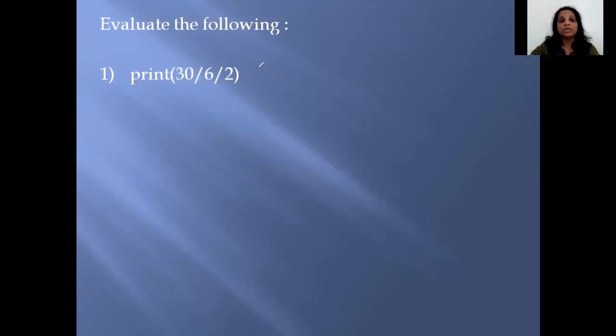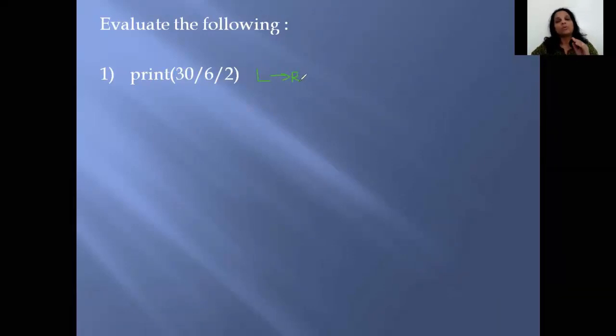Division operator uses left to right associativity. What do you mean by left to right associativity? That you will start evaluating from the left hand side first. So 30 divided by 6 is going to be evaluated first. I'm sorry, I think I need to change the color. Go back to my red.